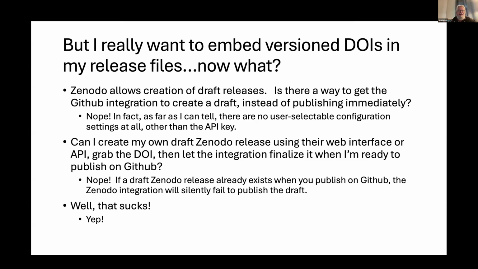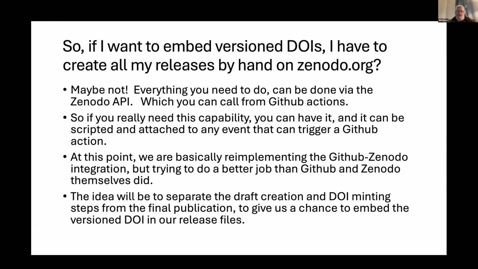So what does that mean? If you need that capability of embedding the version DOIs, do we just have to do everything by hand like peasants? Maybe not. Zenodo does have an API which is accessible, and that's probably how the integration is implemented. You can call that Zenodo API from a GitHub action. So that's an approach I started looking into.